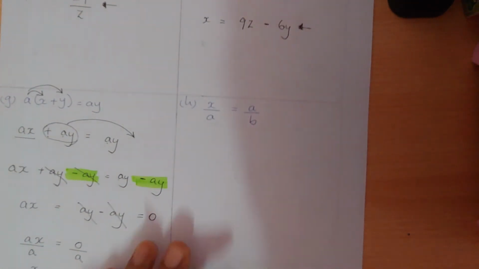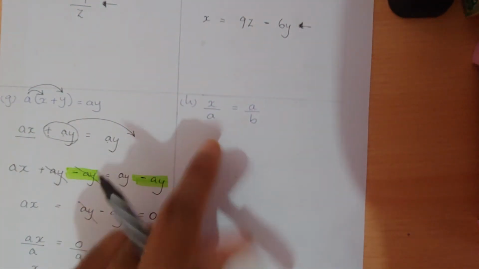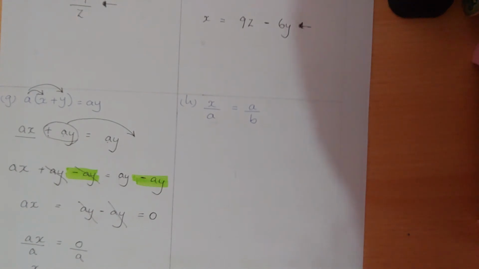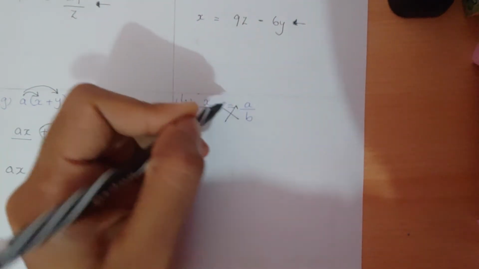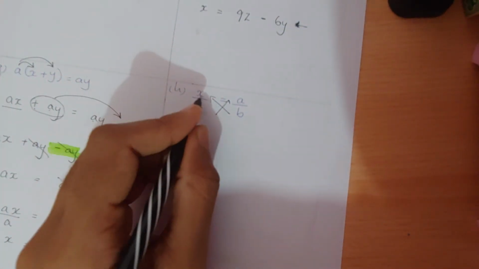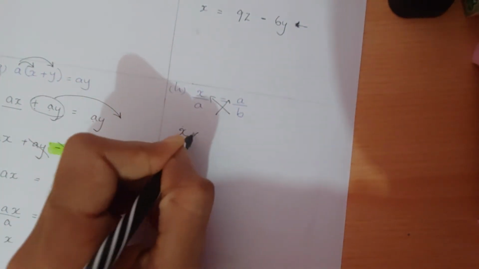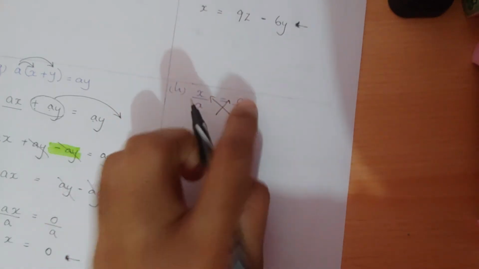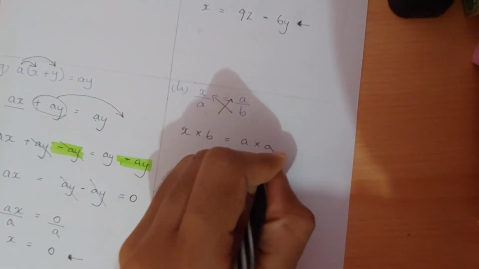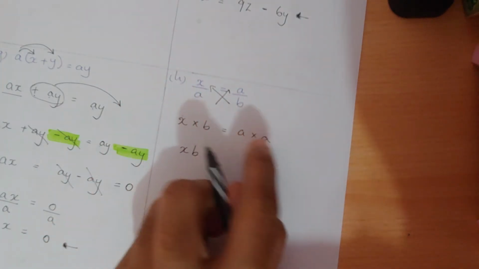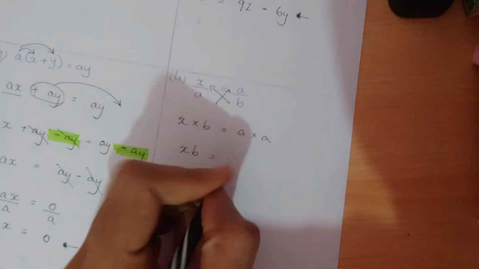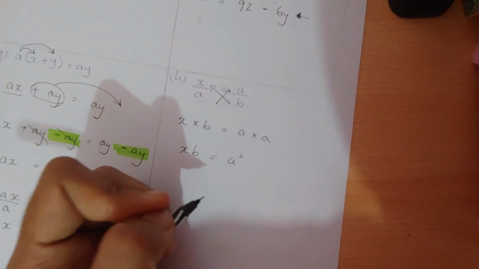The last one is, again, you have two fractions, an equal sign at the middle. What you do a simple cross multiplication, right? Therefore, you have x times b. X times b is equal to a times a. Therefore, I have xb is equal to a times a is equal to a to the square.